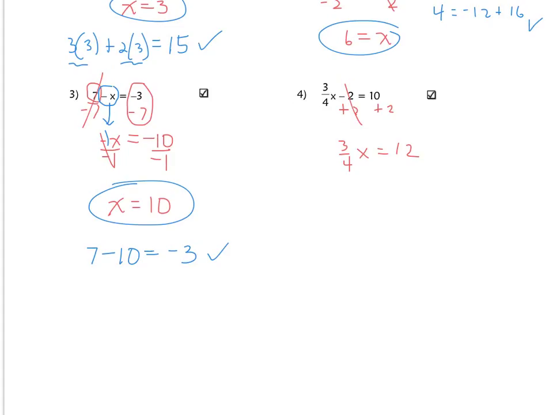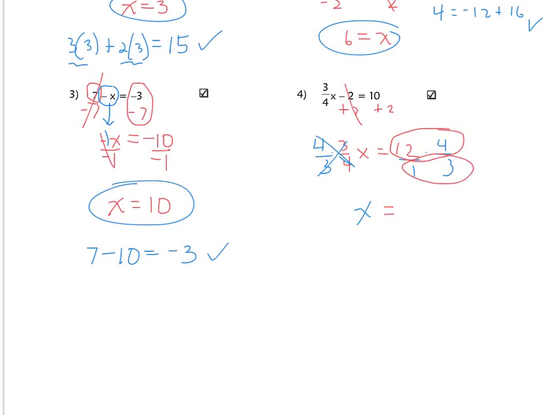To get rid of a fraction, we multiply both sides by the reciprocal. Okay, so I'm going to multiply it by 4/3. 12, I want to rewrite in the form of a fraction, so I'm just going to write that as 12 over 1. Over here, the fractions cancel, leaving just plain old x.